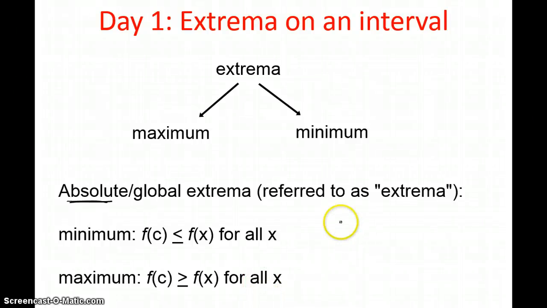If you think of the graph we looked at yesterday, the absolute maximum occurred because this y value was bigger than every other y value on the function. And then we said because the arrows pointed down, there was no absolute minimum.